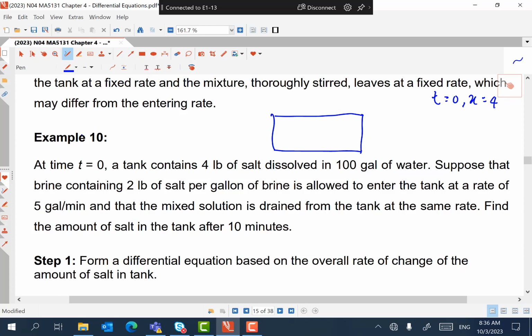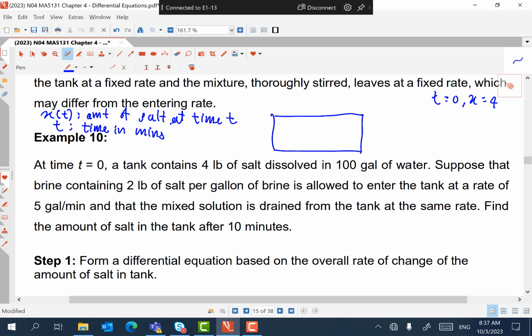So at time t equals 0, you are told that there are 4 pounds of salt. Let x be the amount of salt at time t, where t is time in minutes. Therefore, at time t equals 0, x is 4 pounds.